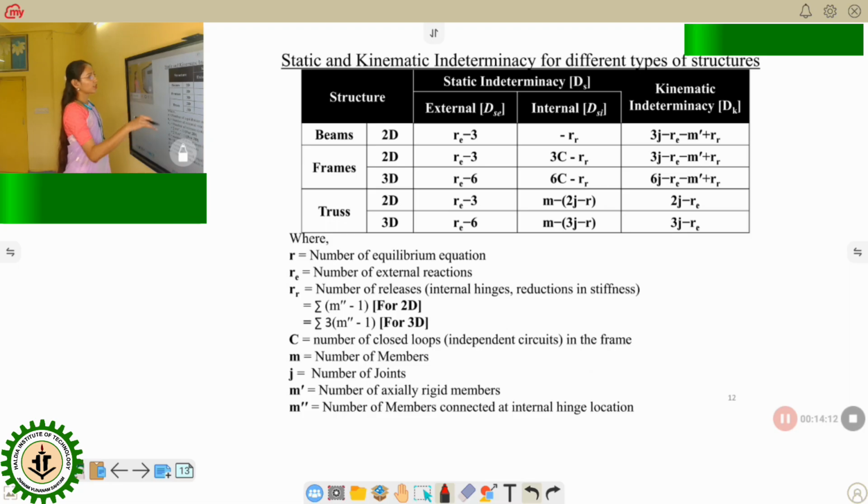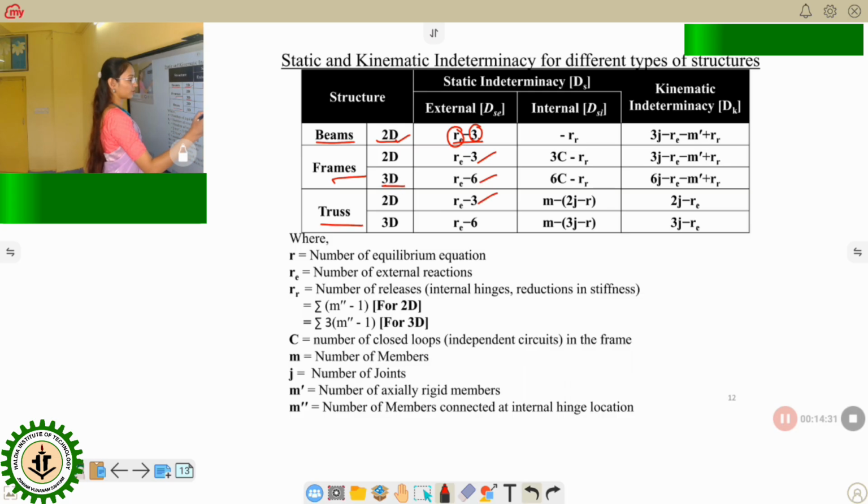This is the basic equation for static and kinematic indeterminacy for different types of structures. For beams, that is 2D, Re minus 3, that is, reactions minus 3 for the 3 equilibrium equations in 2D. Frames, similarly, 3 equilibrium equations in 2D and 6 equilibrium equations in 3D. Truss in 2D, that is 3 equilibrium equations, and 6 in 3D.